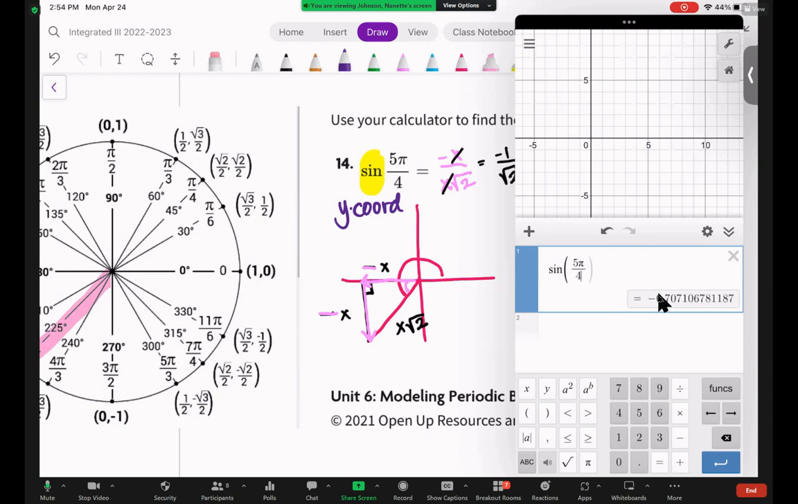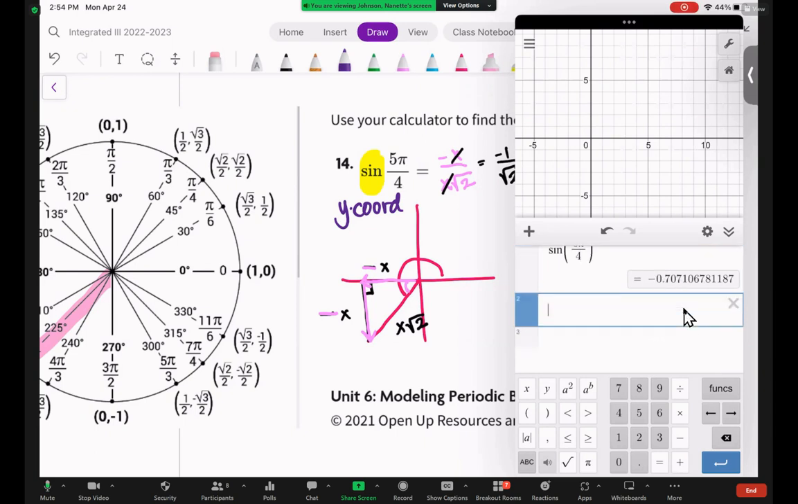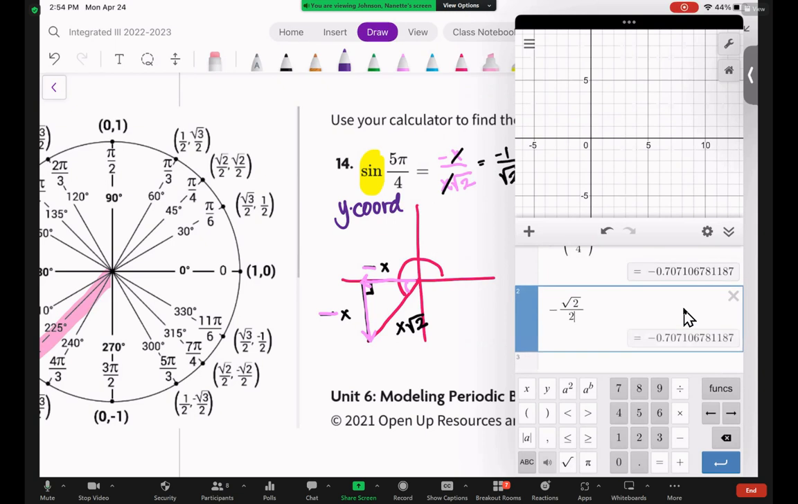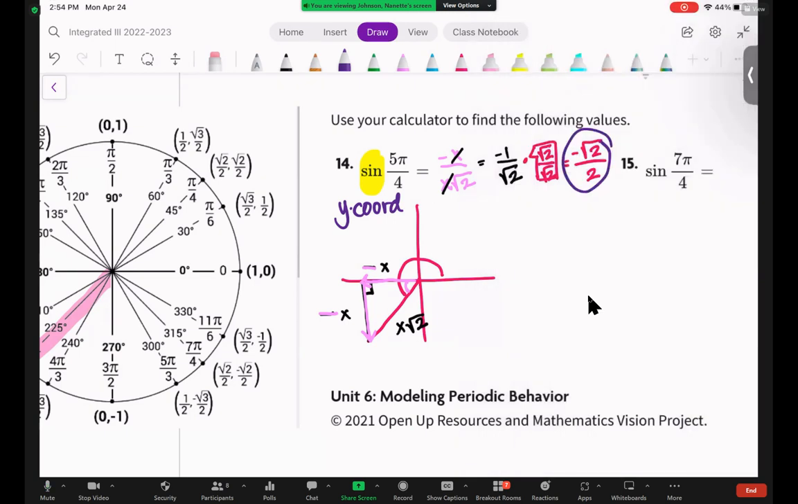This is the problem with the calculator. Your answer, negative 0.707, is the equivalent of negative square root of 2 over 2. It's the equivalent of it. But see how I cannot get this answer? This is called my exact answer from the calculator. I can't get that. So just be mindful of that. So yes, this is right.